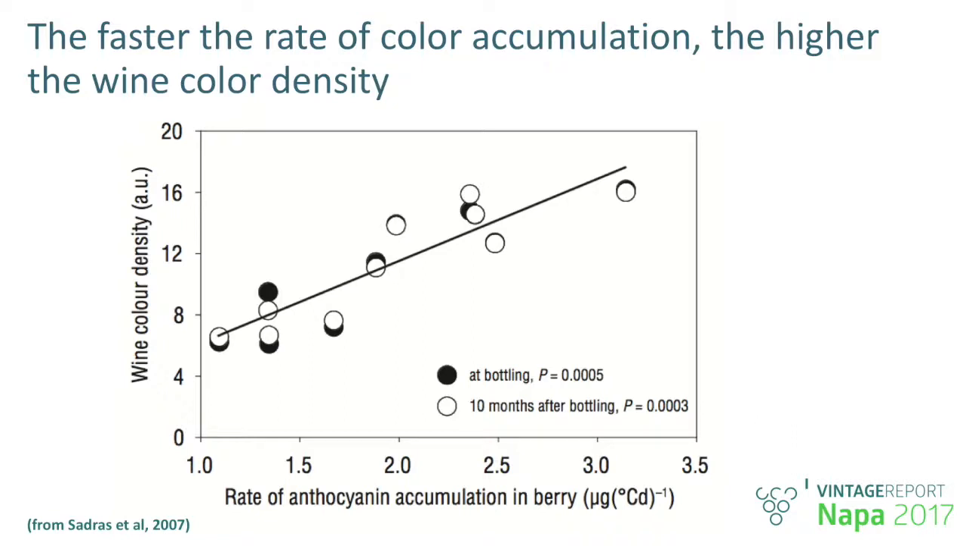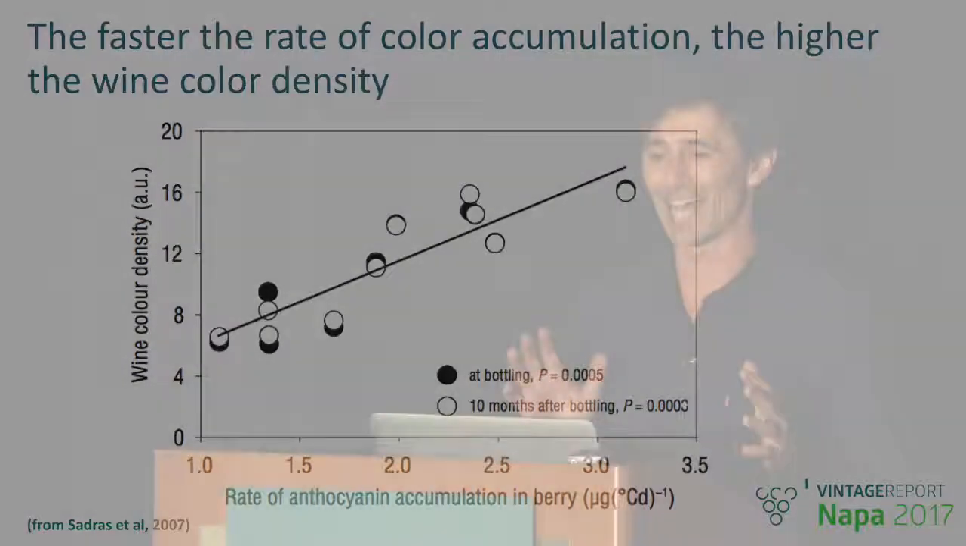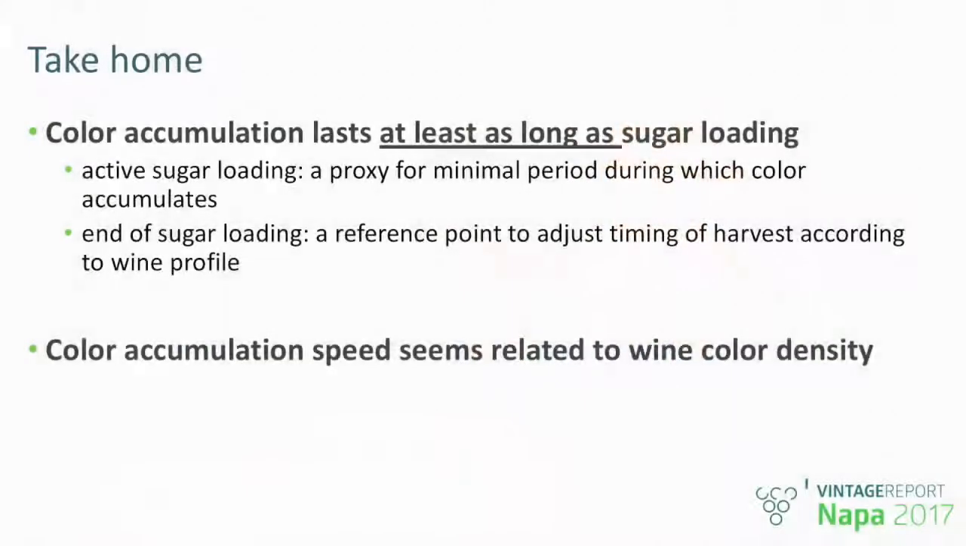So the take-home is, number one, keep in mind that color accumulation lasts at least as long as sugar loading. As Nicolas showed, sugar loading is a reference point to adjust the timing of the harvest window according to your production objective. And it can also be used as a proxy to make sure that you're still accumulating color, even if you do not monitor color directly. And the second reason, from a winemaker standpoint, why you should do that is that there are some benefits to expect in terms of boosting the wine color density.